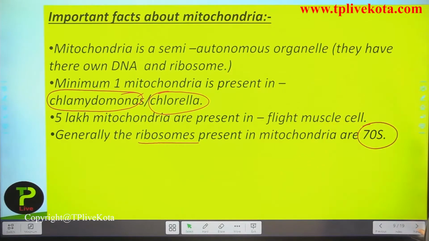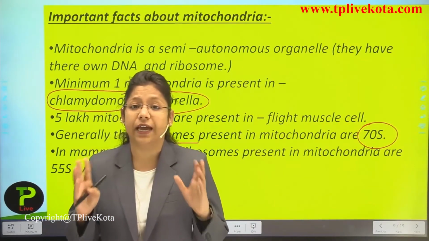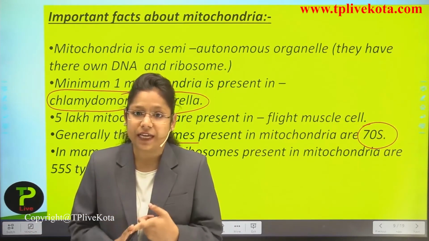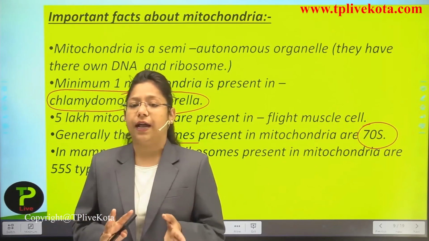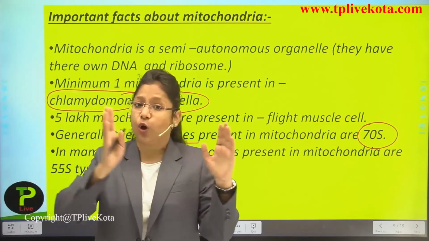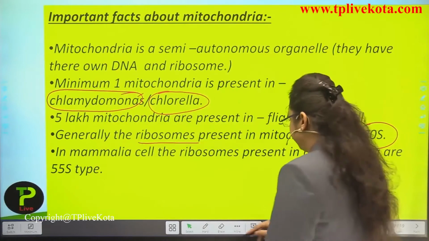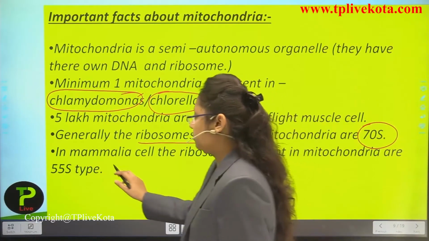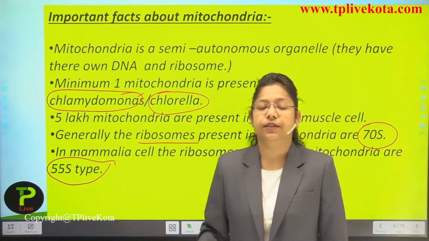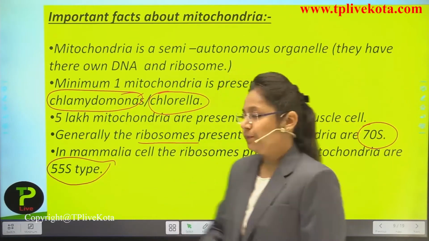Now in mammalian cells, the ribosomes present are of 55S type. Remember this, students: in mammalian cells the ribosomes are of 55S type. In general they are of 70S type, but if we talk about mammalian cells, they are of 55S type. This is a very important thing to remember, and in many exams it is usually asked to create confusion, because students do not think and just take 70S. But if it is written mammalian, then you have to take 55S type.